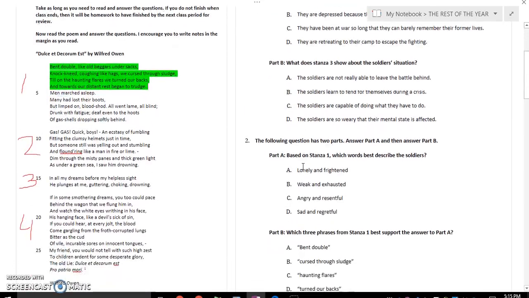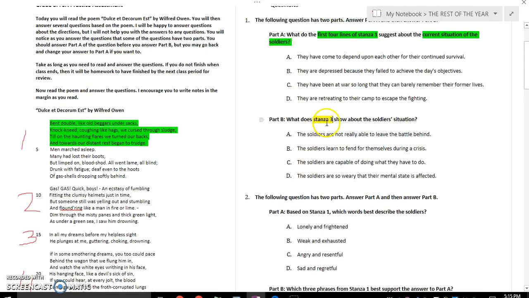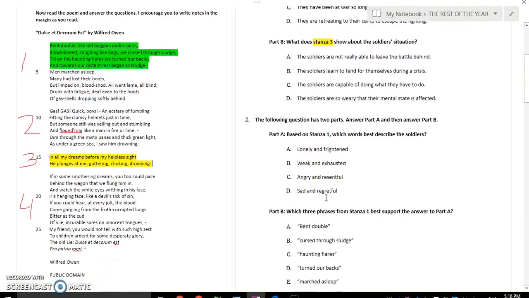Part B, what does stanza 3 show us about the soldier's situation? So if the first 4 lines of stanza 1 are showing us something, stanza 3 is going to reveal something more about the soldier's situation. So I'm going to highlight stanza 3, and I'm kind of color coordinating this so it makes it easier for us to go back. Alright, number 2, another 2-part question.